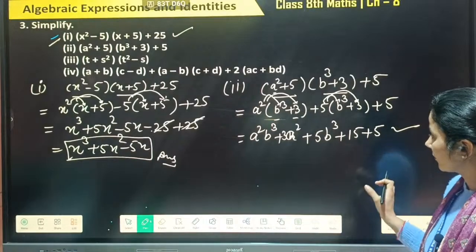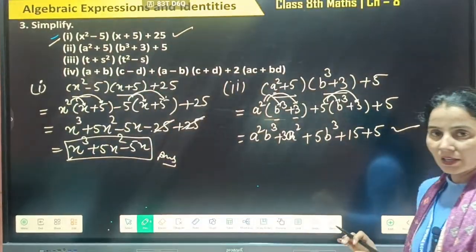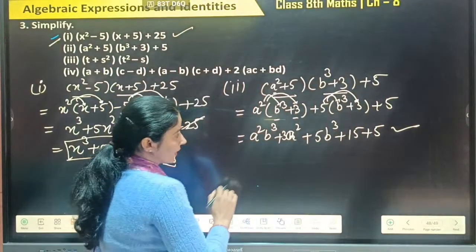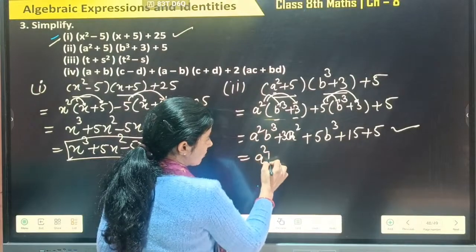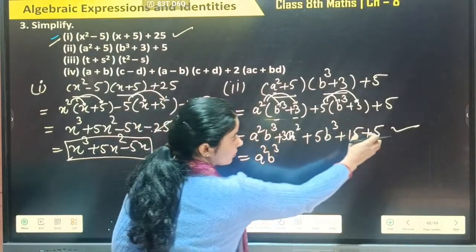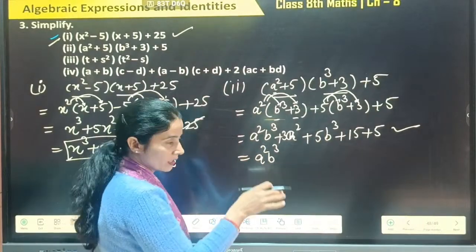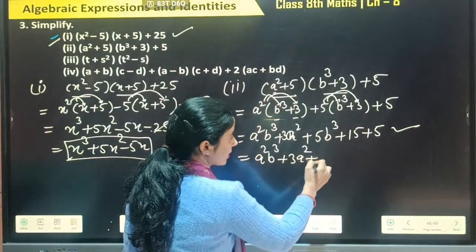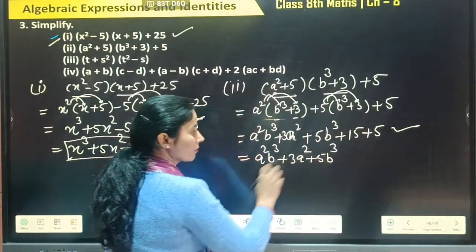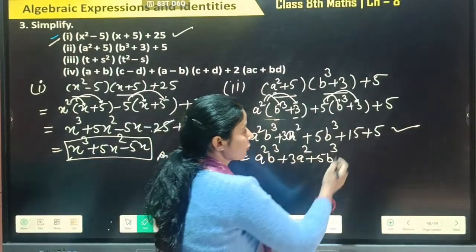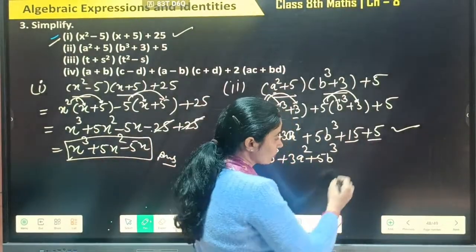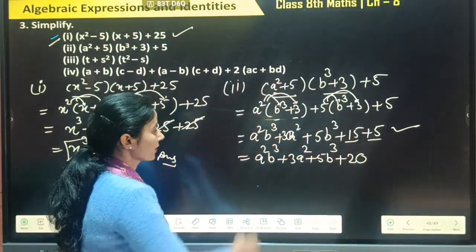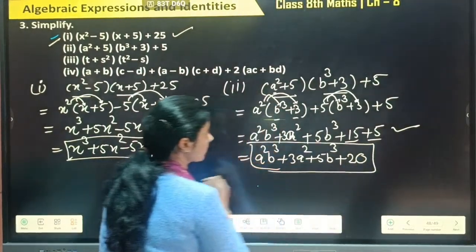Now simplification left. Let us simplify these terms by combining like terms. Which ones are like terms? Let us find out in this expression. This a²b³ as it is, because there is no other term which contains this a² and b³, plus 3a² will be as it is, plus 5b³ will be as it is, because these are unlike terms. 15 plus 5, these two are like terms. So these terms we can add. This is 20. 15 plus 5, 20. Question number 3, second part is completed.